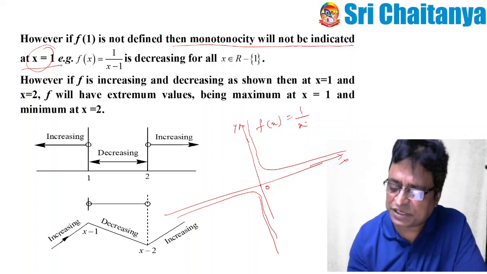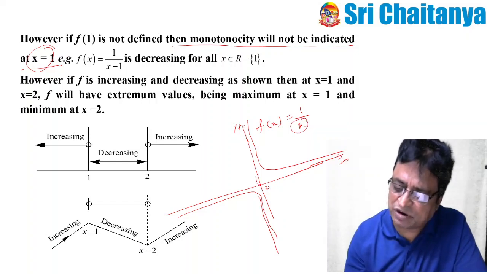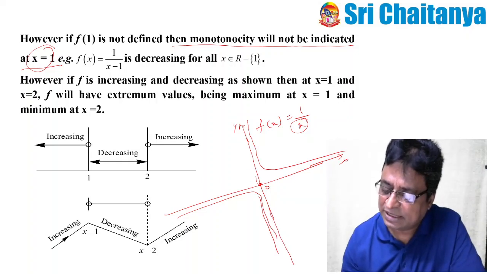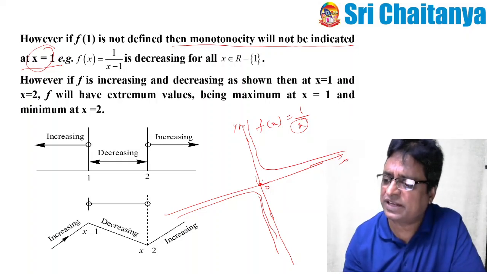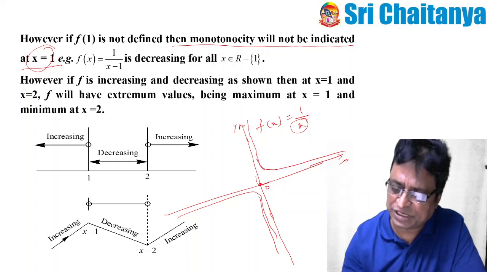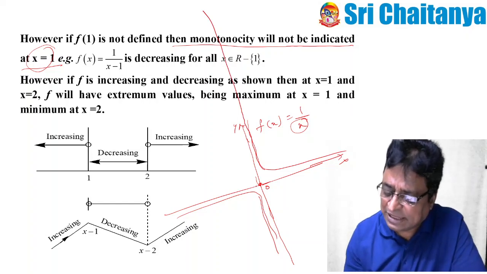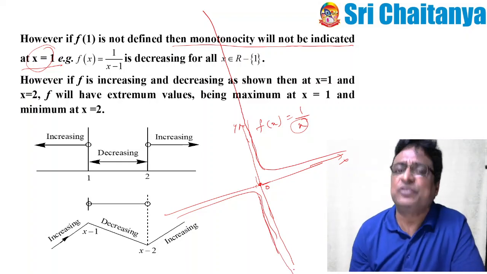Here what happens? Your function is not defined at x is equal to 0. But for x greater than 0, if you take values which are greater than 0, that means 0.1 or 0.01 or 0.001, your function is increasing. It goes on like this. Or if x is minus 0.99, minus 0.999, something like that, again it goes on like this.